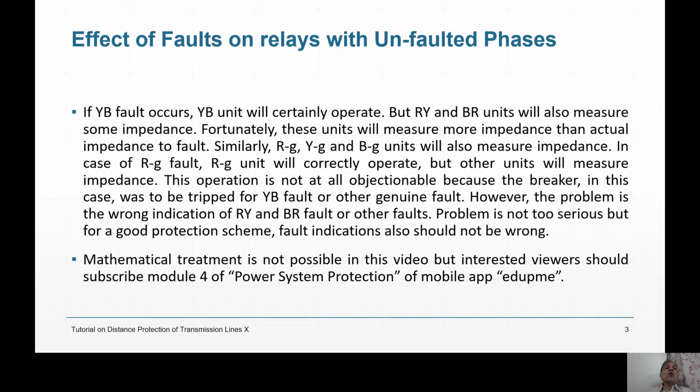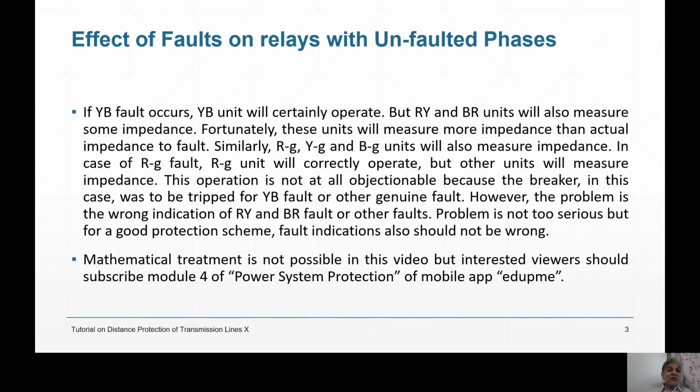What is this? A YB fault occurs. So the YB unit is going to measure the correct impedance and it is going to trip the breaker. True. But then the RY unit is also measuring distance, and so are RG, YG, BG. To our fortune, the impedance measured by the other units is more than the fault impedance. Therefore, there is no question of mal-operation, and this problem is not that serious.